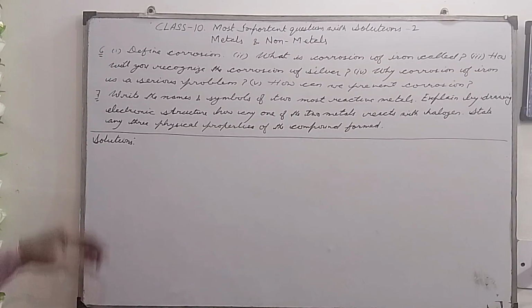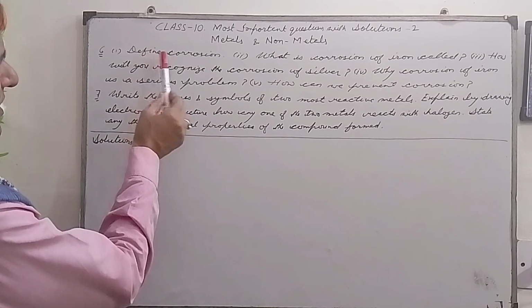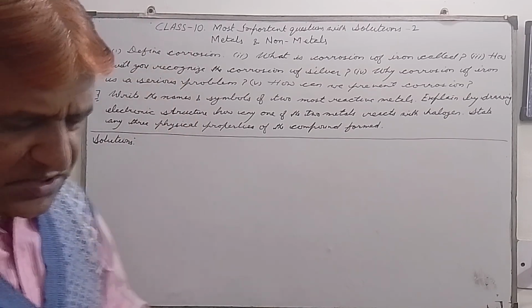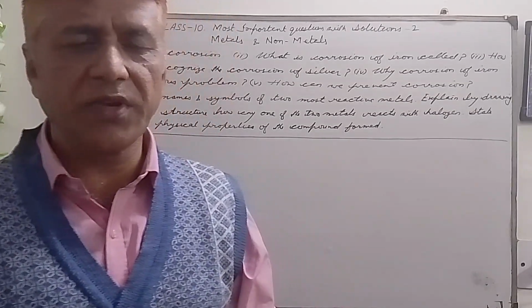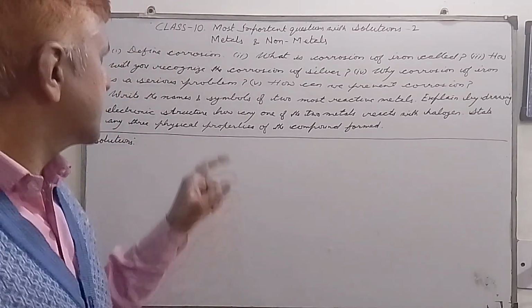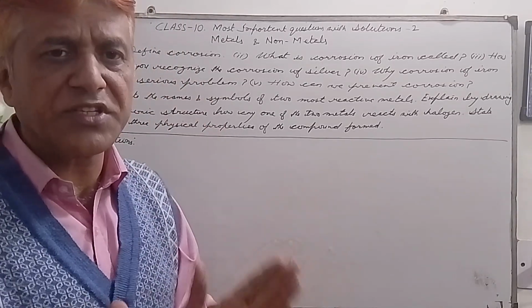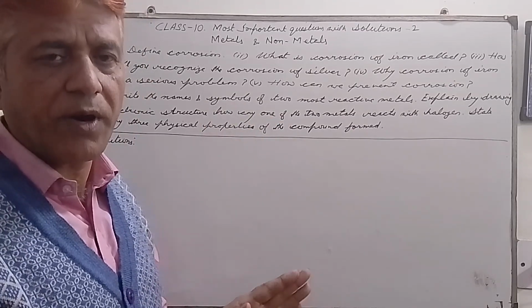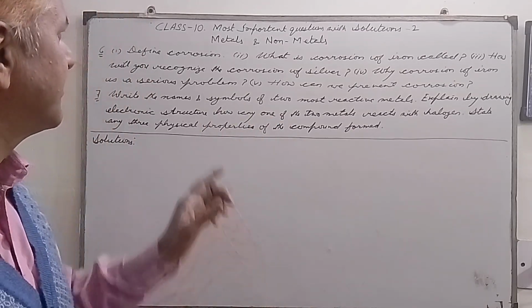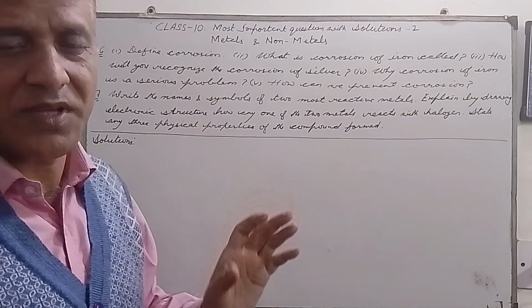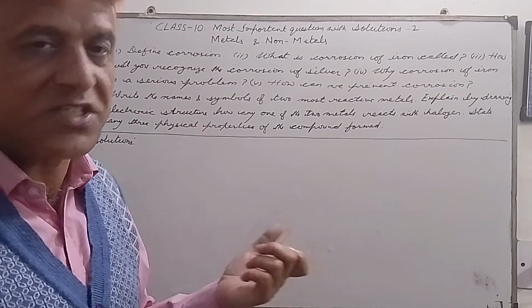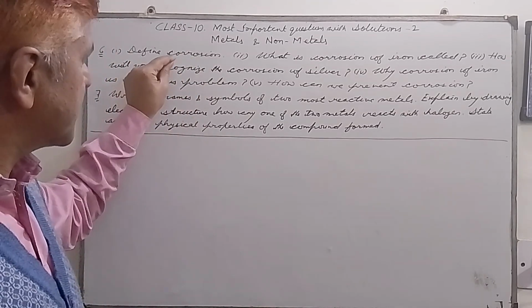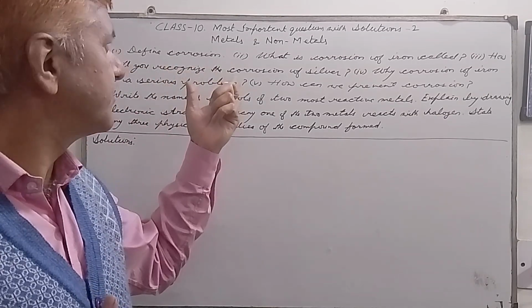Now, my dear students, we have the next question, question number 6. First part is define corrosion. So, my dear students, in simple terms, how will you define corrosion? Corrosion is a process in which metals are slowly eaten up by substances like moisture, air, acids. So, this process is known as corrosion.